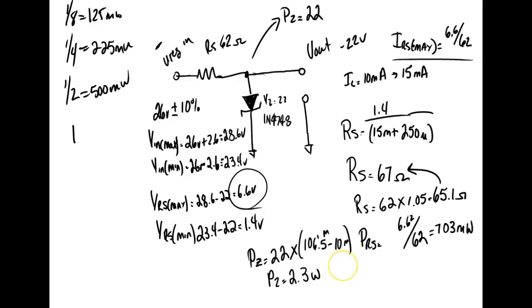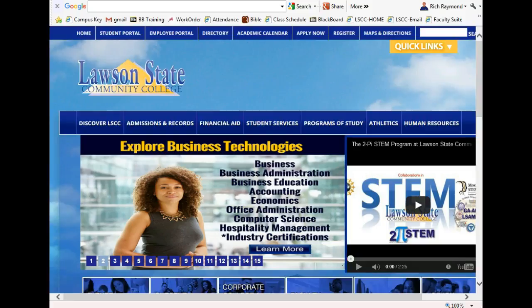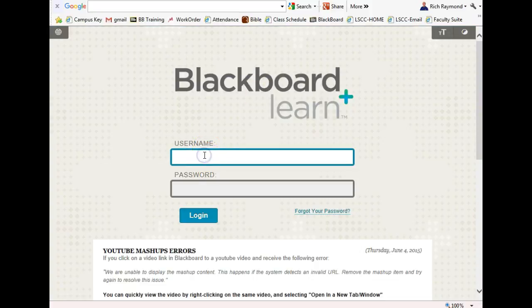2.3 watts. So what did we do, guys? So somebody tell me what's wrong. Okay, so tell me what's wrong. Nobody knows.